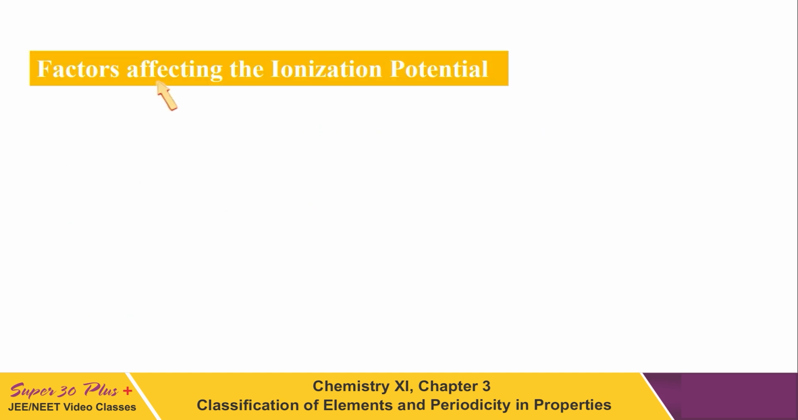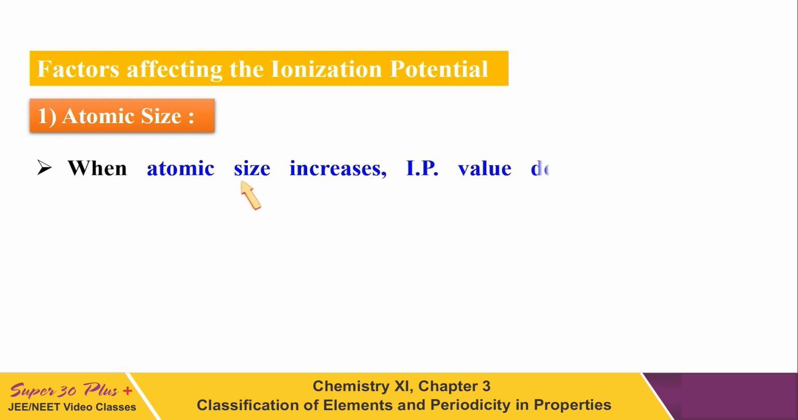So what are the factors which affect the ionization potential? The first factor is atomic size. What happens when atomic size increases?